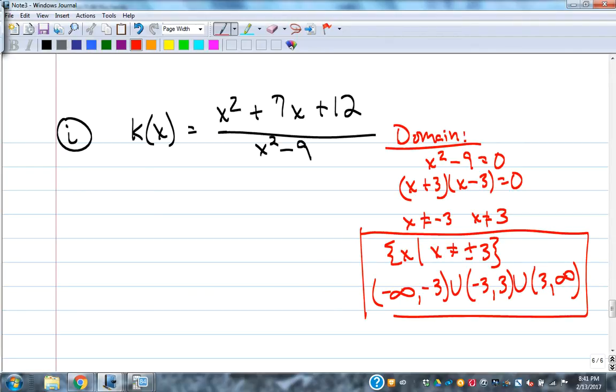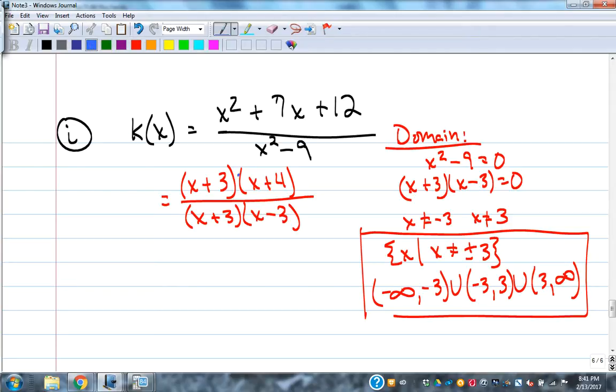Okay, so how do we simplify? Or does it simplify? Okay, the top part factors into x plus 3 and x plus 4. That's important. Absolutely. Good job. So it simplifies to that. So that means the only vertical asymptote I have left is x minus 3. So x minus 3 would be x equals positive 3.